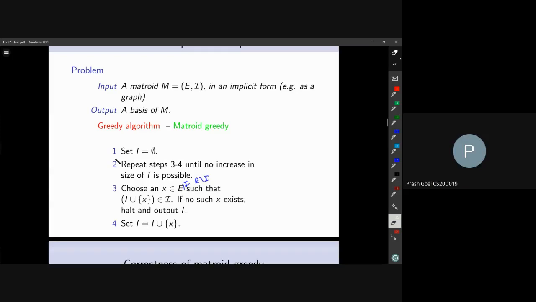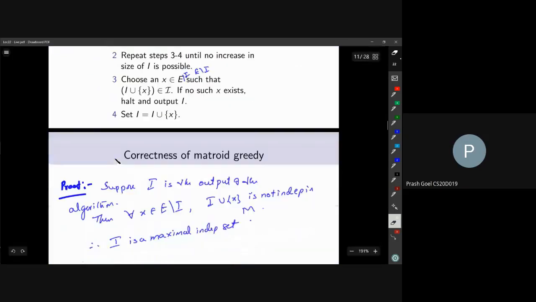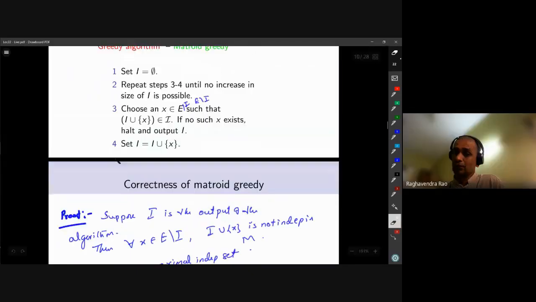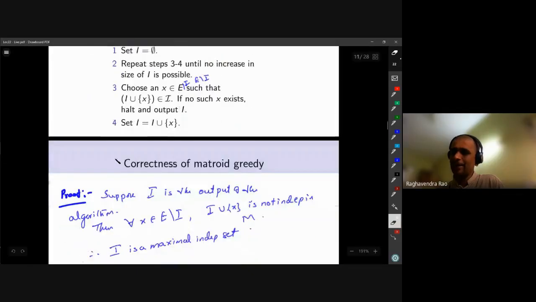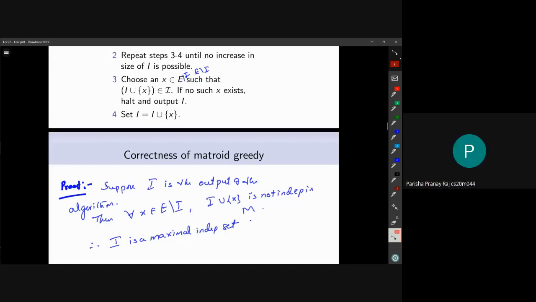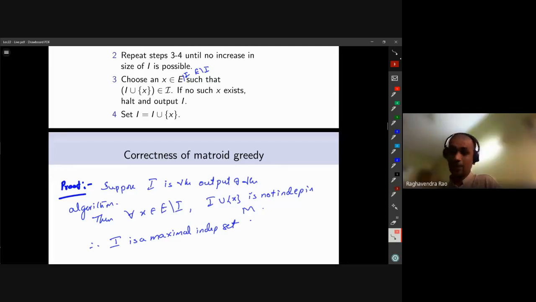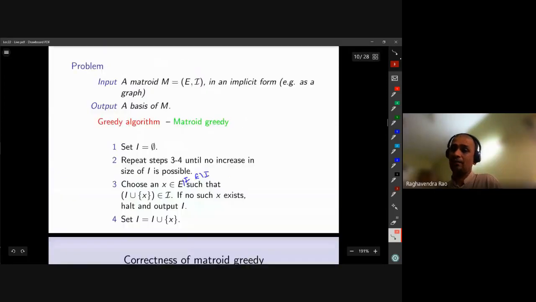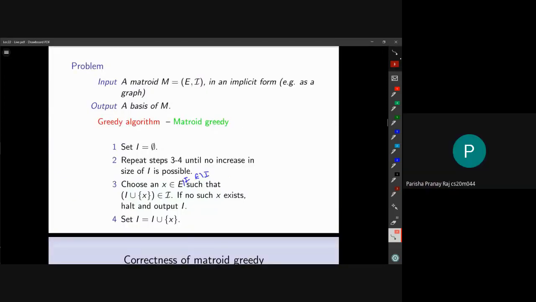Sir, in the correctness proof, is that I the calligraphic I that represents the independent sets, or just one element? No, that's why I wrote independent here. I'm bad at writing calligraphic I, so this I is this I. Capital I, and E minus I is also that small I there. Otherwise it does not make sense, right? Calligraphic I is a power set.